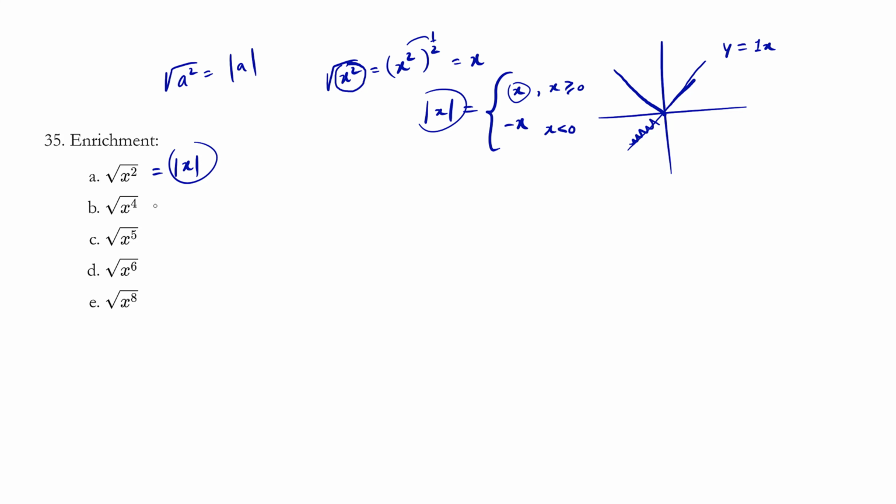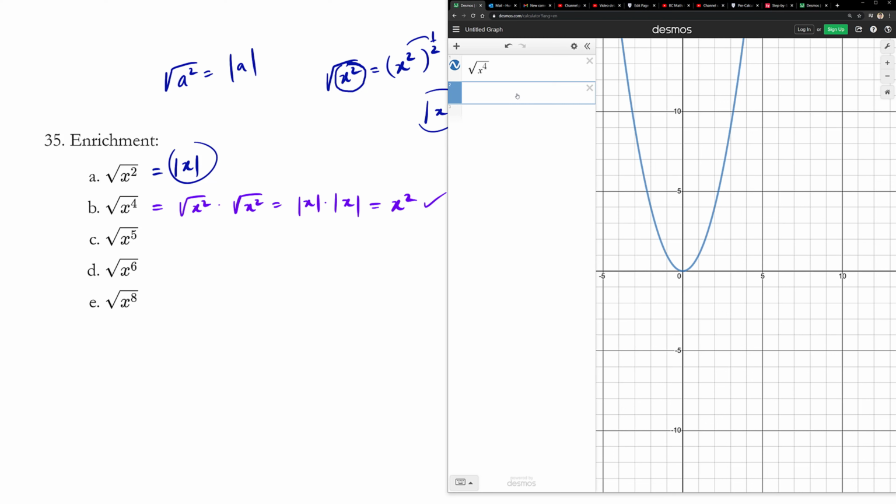Let's take a look at this question here, the square root of x to the 4. Now you could break this down to the square root of x squared multiplied by the square root of x squared, which would be the absolute value of x times the absolute value of x. So we have a positive version of x multiplied by the positive version of x, which is the same thing as just x squared, because regardless of whether x is positive or negative, when the number is squared, it becomes positive. So the square root of x to the 4 is simply x squared. And here we're showing the result on Desmos. The square root of x to the 4 is the same thing as y equals x squared.